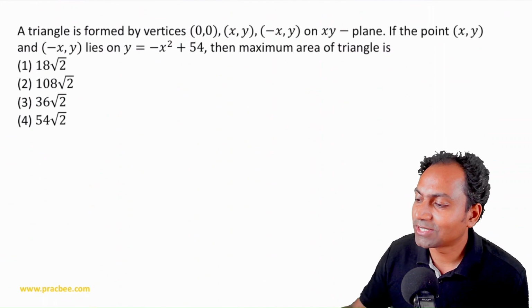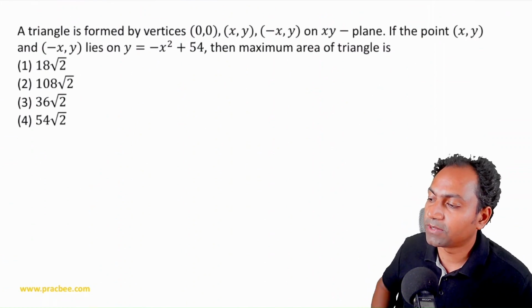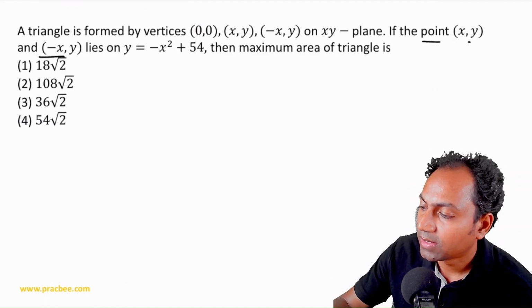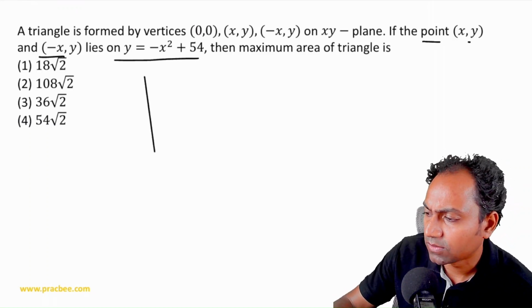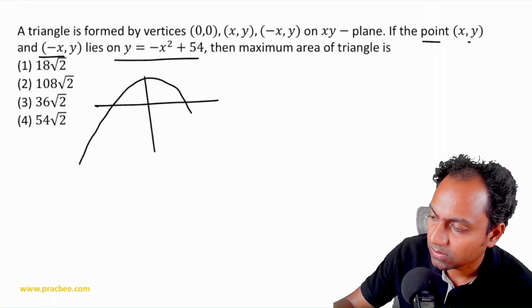If I move towards this next question, it talks about a triangle formed by the vertices of these 3 on the xy plane, if the points x comma y and minus x comma y lie on this curve. So let us first draw this curve. It is nothing but minus x square, the opposite, and this is something like this.